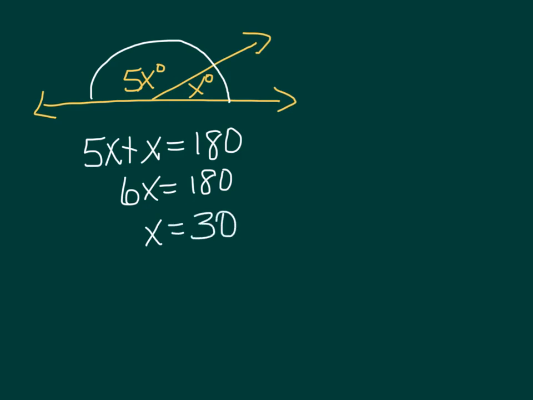If we know that x equals 30, then this angle here is x, therefore it must equal 30 degrees. If the larger angle is 5x, then that means 5 times 30. That would have to equal 150 degrees. And you better double check and make sure that when you add those two angles together, they do for sure make 180 degrees. And 150 plus 30 is 180, so it's all good.